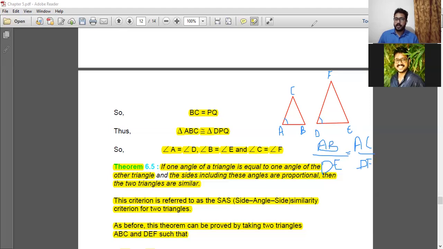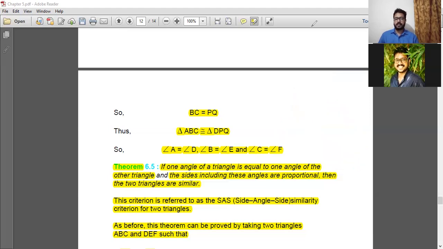Okay, this is what the theorem actually states. Clear? Look at the conditions we are given. Here we have taken two sides and one angle. So this is known as SAS, the side angle side similarity criterion of two triangles. In the same manner as we have proved in theorems 6.3 and 6.4, here also we will use the same method.